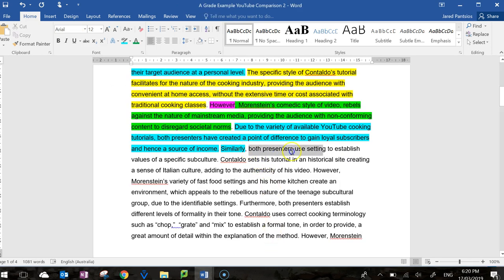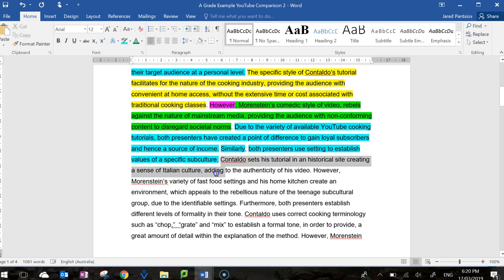Both presenters use setting to establish values of specific subculture. Now this student is clearly going to lead into an example of how they both use their setting and discuss whether they're historical, social, culturally going to impact on how the video should be viewed, or rather its eventual purpose and audience. So I like the use of specific subculture. I like the established values, which we know is a key word when it comes to context and the questions asked.